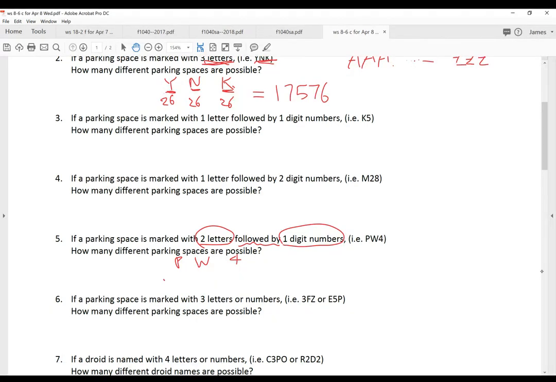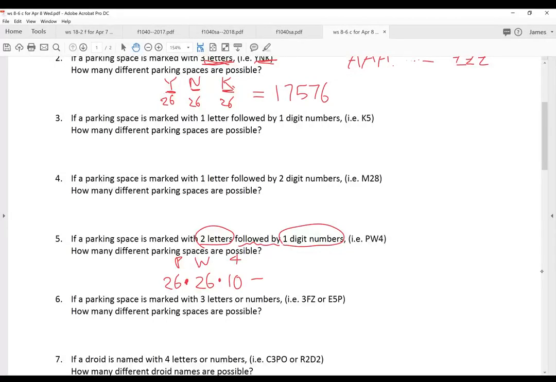Well, 26 is a possibility for first space, times it by second space. There are 26 letters. You could use A through Z. Then third space, you cannot use A through Z now. It has to be followed by a number, so digit number. So there's only 10 possibilities. Okay, so that's what I mean by show work, 26 times 26 times 10.